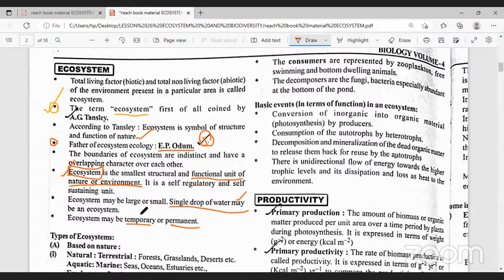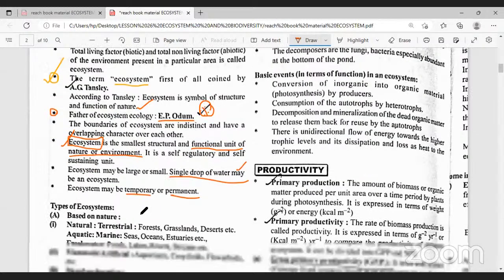Temporary, what is the meaning of temporary? Take an example, a pond. During the rainy season, a small pond forms. After a few months, what happened? Completely dried. So that is temporary. Permanent means, take an example, ocean is a permanent one, isn't it? Take an example, forest. Forest is a permanent ecosystem. So likewise, they divide into two things.